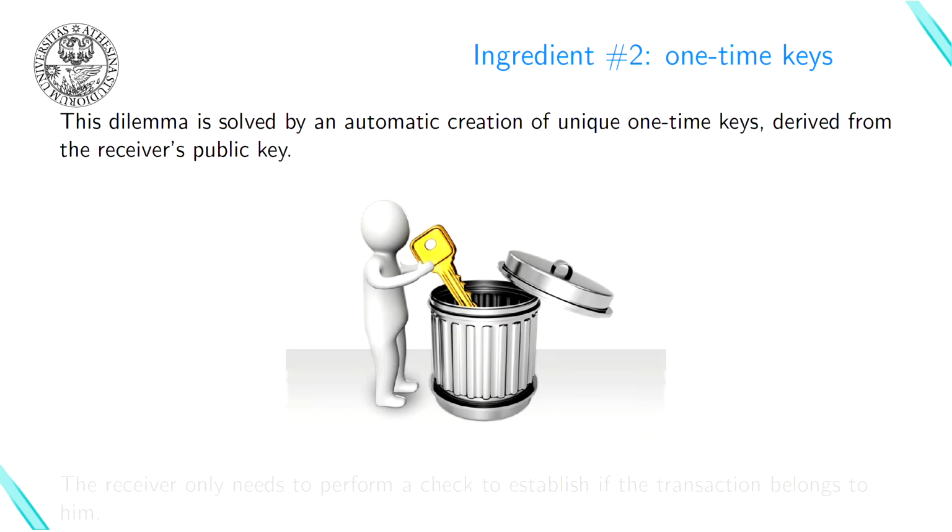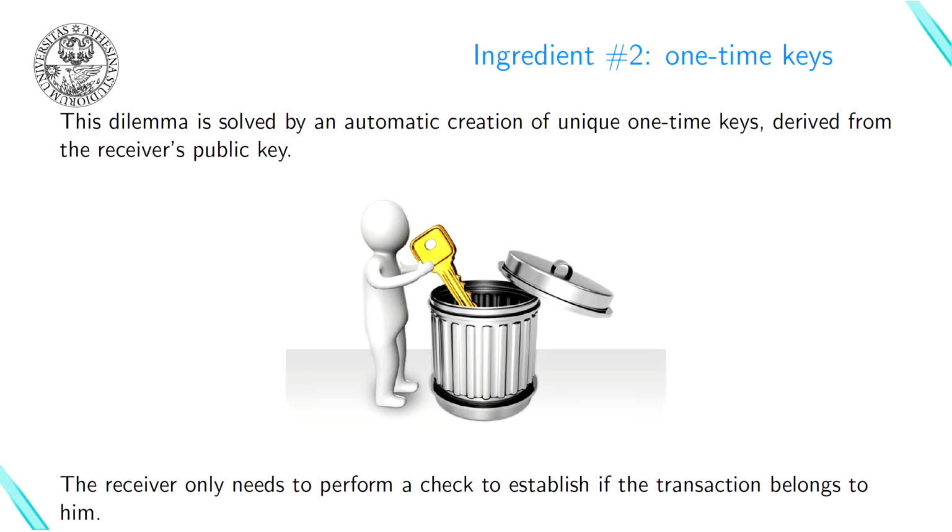CryptoNote solves this dilemma by an automatic creation of multiple unique one-time keys, ephemeral keys, derived from the single public key for each peer-to-peer payment. The solution lies in a clever modification of the Diffie-Hellman exchange protocol, where the sender uses the receiver's public address and his own random data to compute a one-time key for the payment.